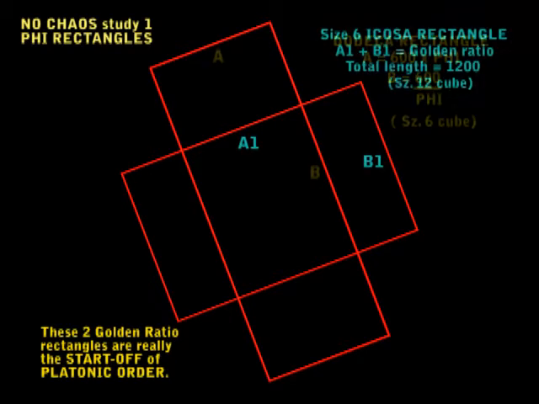So now we'll show the measurements of the icosa rectangle. A1 and B1 are perfectly golden ratio and the lengths add up to a size 12 cube, 1200. Most of these measurements can be found in my last video.